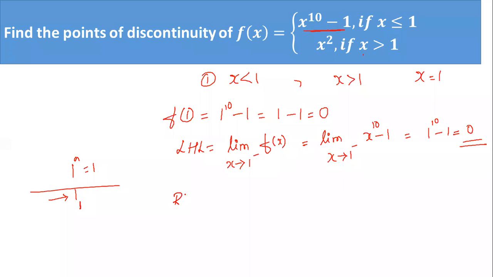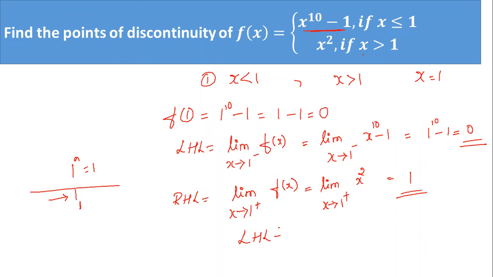Now find what is right hand limit. So what is the right hand limit? You are approaching the function from the right. From the right, the value of x is greater than 1. Can anyone tell me what is RHL? What do you get as the value for RHL? So it is x square, x tends to 1 from the right. It is 1. So you can see that left hand limit is not equal to right hand limit. Therefore, limit f of x as x tends to 1 does not exist.